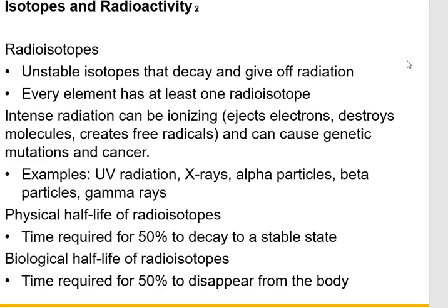So here's a slide that kind of summarizes what we've been talking about. Every element has at least one radioactive isotope. You can send electrons flying out. You can send whole alpha particles out. You can send out X-rays. You can send out beta particles, gamma radiation. So you've probably heard about gamma radiation.